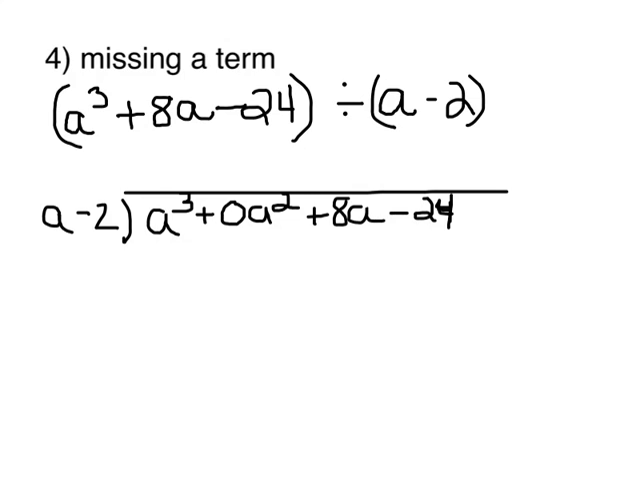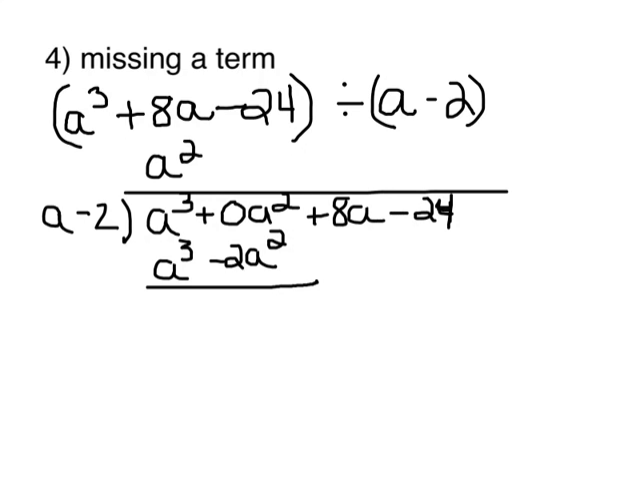Now a times a to the second will give us an a to the third, and now we can multiply a squared times a gives us an a to the third power. A squared times a negative 2 gives us a negative 2a. See right here, this is why we need the 0a to the second power, because if we didn't put that here above the negative 2a to the second, we'd have the 8a, and we wouldn't be able to add those two terms together because they're not like terms.